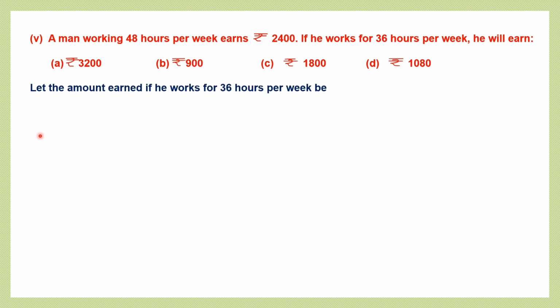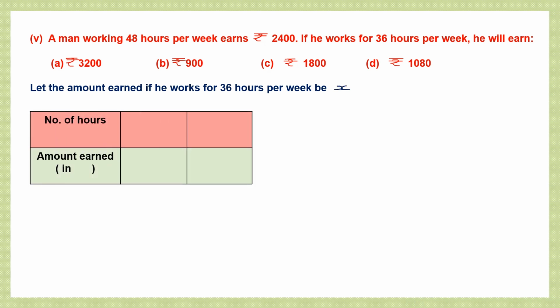So let's begin. Let the amount earned if he works for 36 hours per week be x. So this is what we don't know, so let this be x. So now we have our table, number of hours and the amount earned in rupees. So let's go to the question. 48 hours. If he works in 48 hours, he will earn 2,400 rupees. Now 36 hours per week, we don't know how much he's going to earn, so that is x. So this is direct variation. So we can say 48 by 2400 is equal to 36 by x.